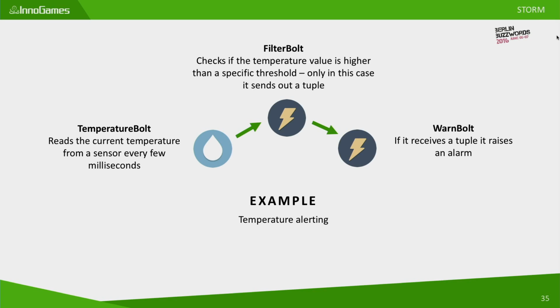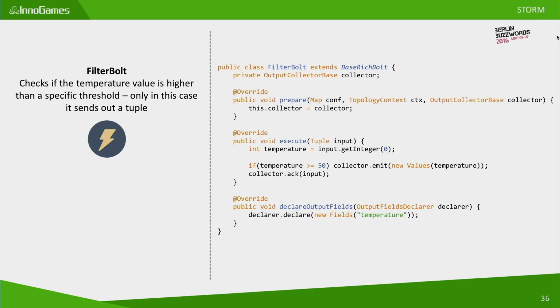And it will just, I don't know, write an email or raise an alarm or something like that. So that's a really simple example for a Storm topology. And if you look at the implementation, it's also not that complicated. So this will be the filter bolt, basically.